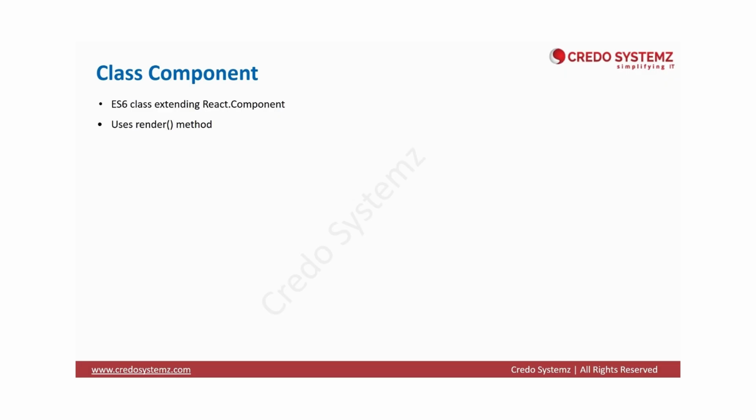Every class component will have a render method, and that render method returns me JSX code, and that JSX code will get rendered on the user screen. That's all. That's the primary difference. Okay. We know the function component has various hook methods, for example, useEffect, useState.